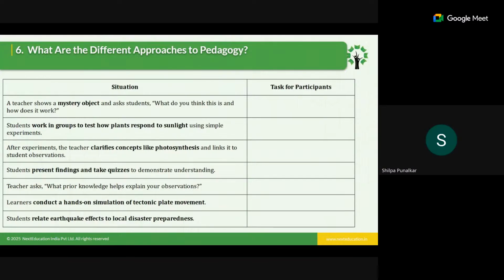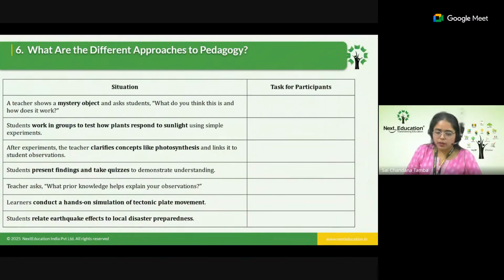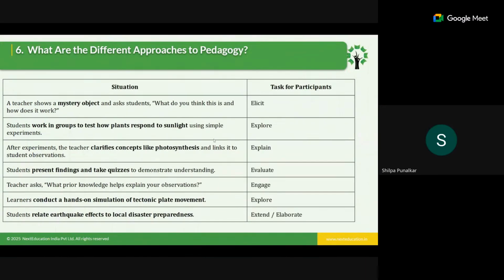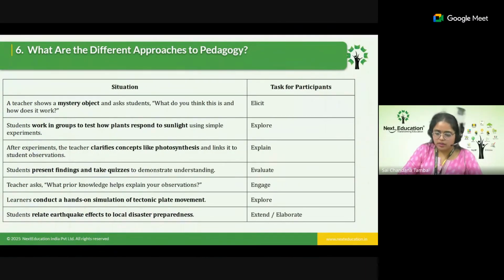They are not doing any experiment here. They are trying to go beyond the concept they have learned and trying to relate it with something. Elaborate. They are elaborating their knowledge, going beyond what they have learned. So this is the result. One of the attendees told me this mystery object and asking the students, so that is elicit. She is right.